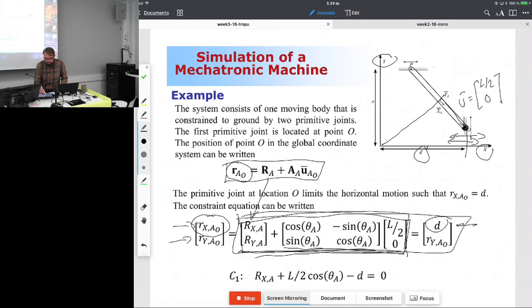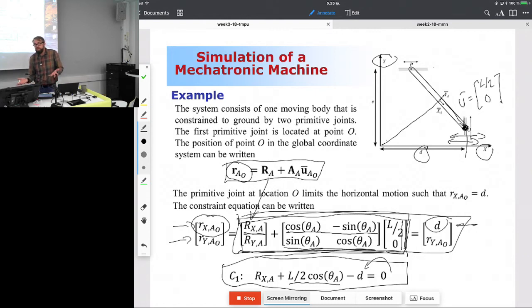So I need to take this Rx. I have to compute this matrix multiplied by this vector, but it's going to be this row. So it's L multiplied by cosine theta, then this is 0. And then d, I'm going to take it and put it in the left-hand side of the equation. This is my first constraint. Clear? One constraint equation, which eliminates the motion of this point in global x direction. It cannot do that any longer. It always has to stay in a coordinate equal to d.